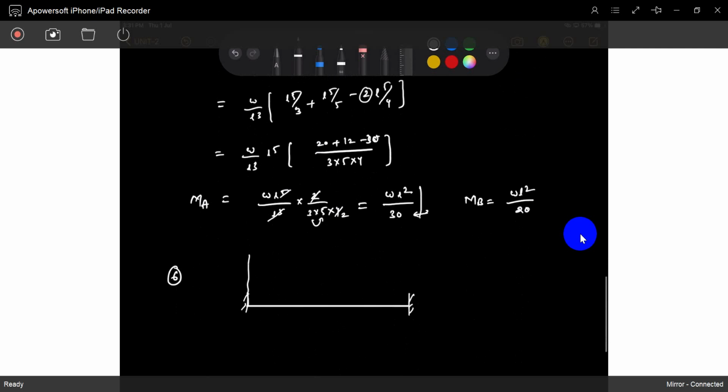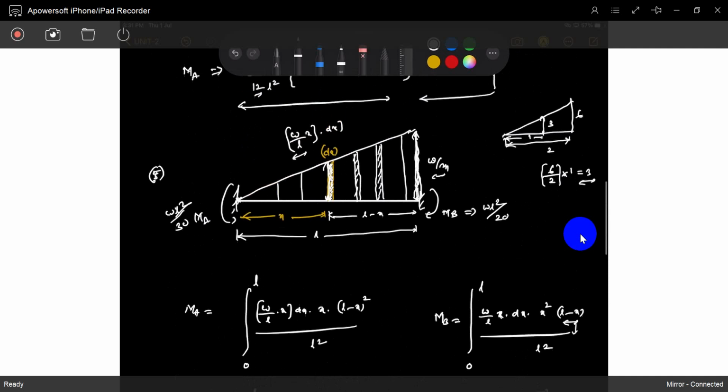If the load is there, it will be uniformly distributed like this. So if it is W, how much force is it? It is WL square by 30. This is WL square by 20. So if something is identical, so that's why. Okay, sir, how can you remember?